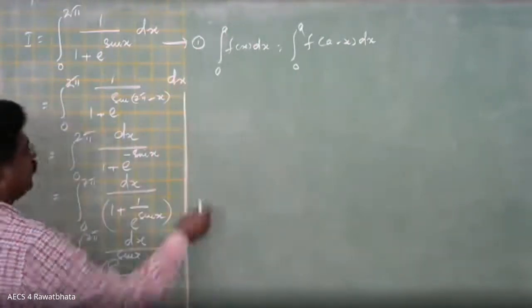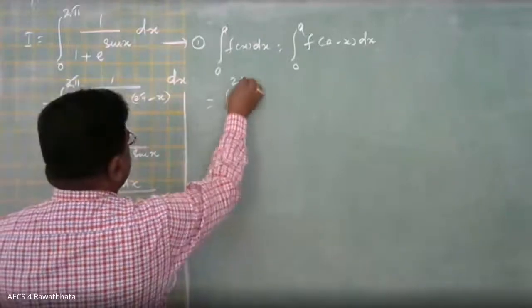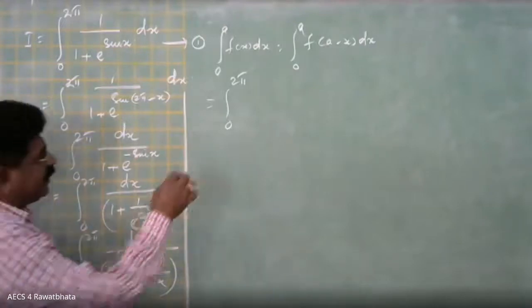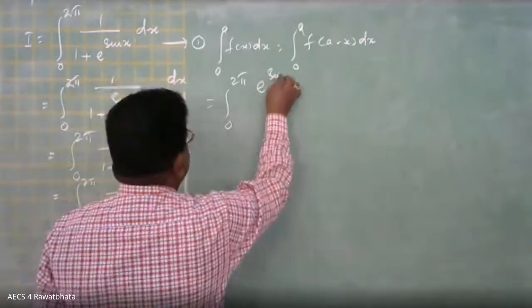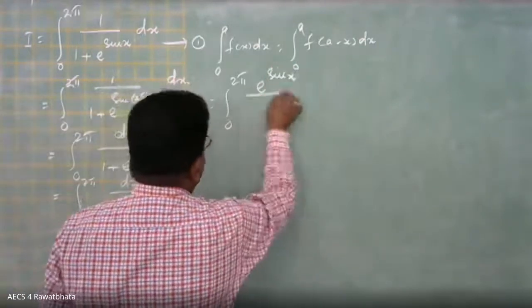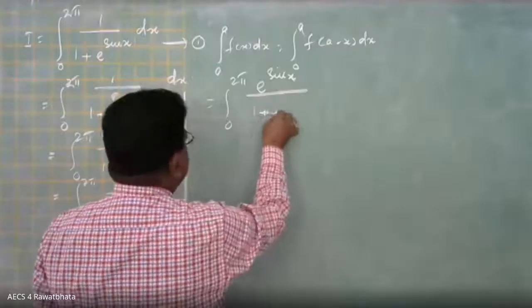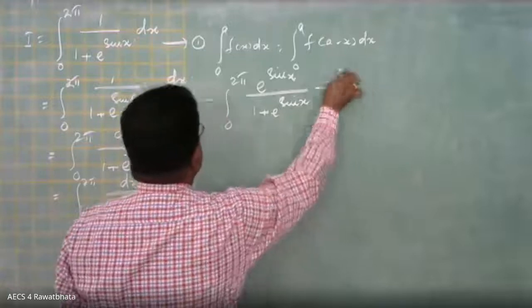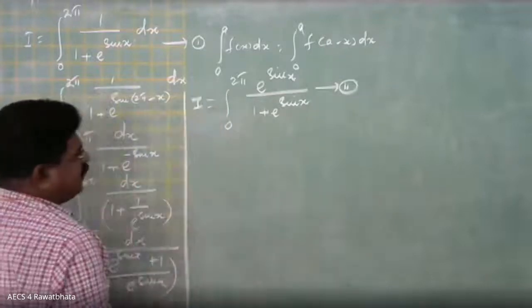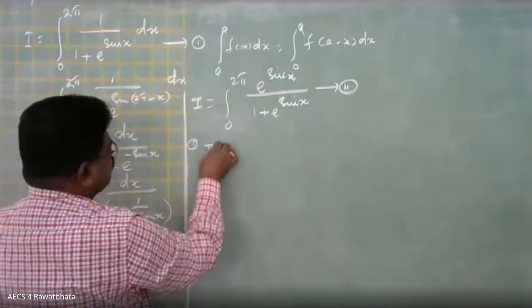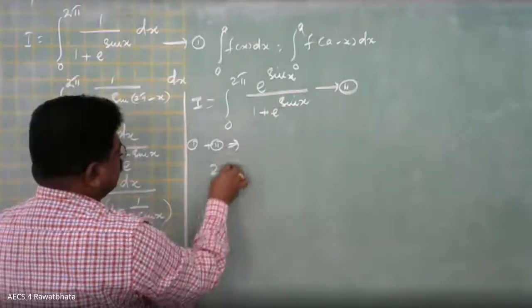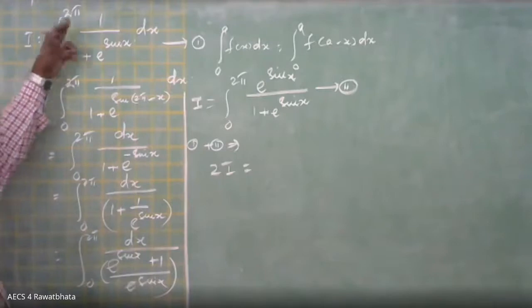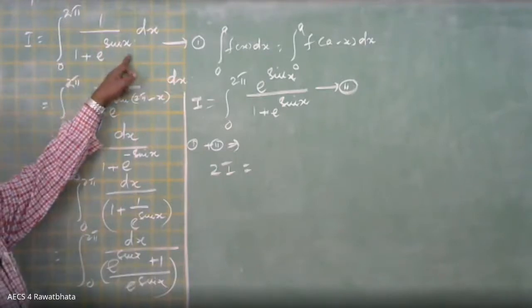Now this is equal to the integral from 0 to 2π. The denominator goes to the numerator, so e raised to sin x upon 1 plus e raised to sin x dx. Keep it as 2, so this is again I. Now adding 1 and 2 implies that 2I is equal to the integral from 0 to 2π of 1 by 1 plus e raised to sin x dx.